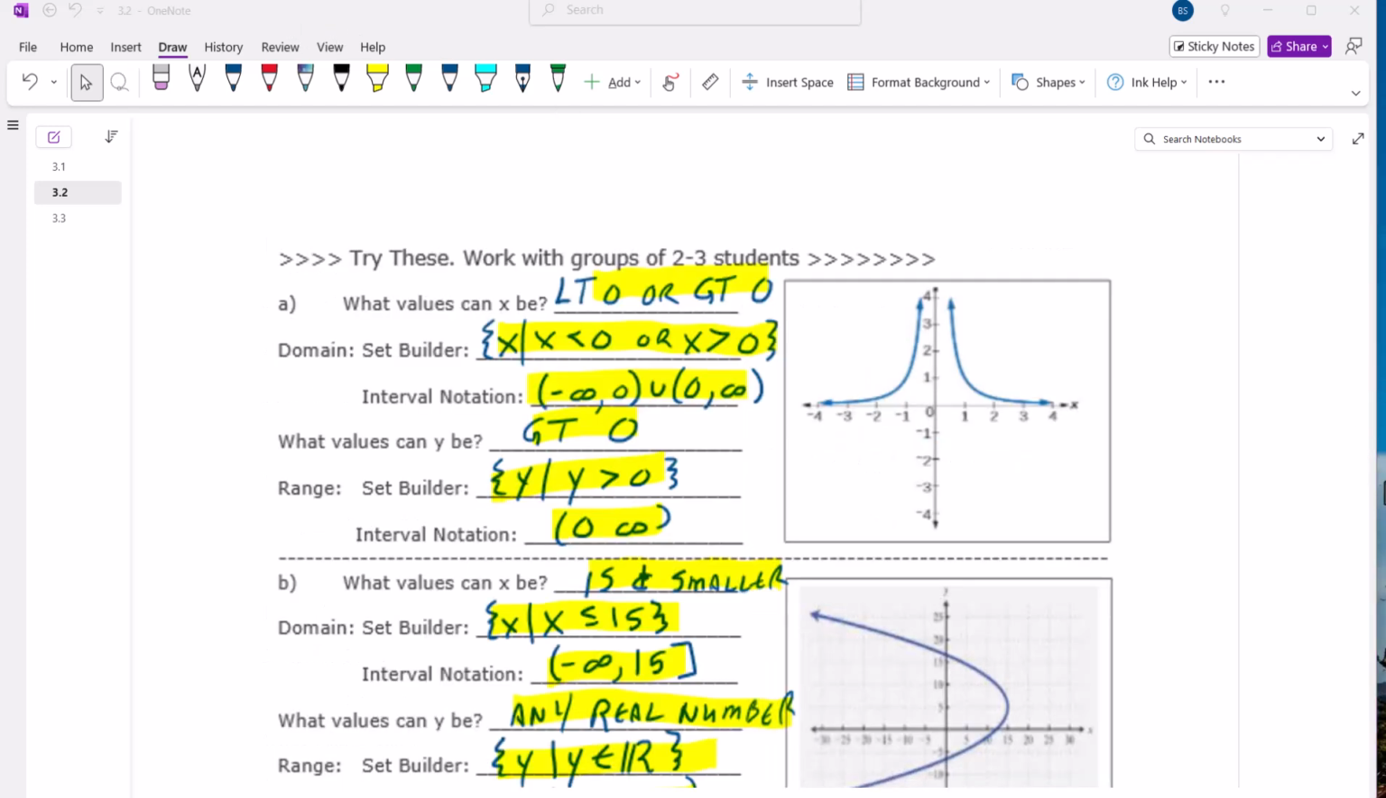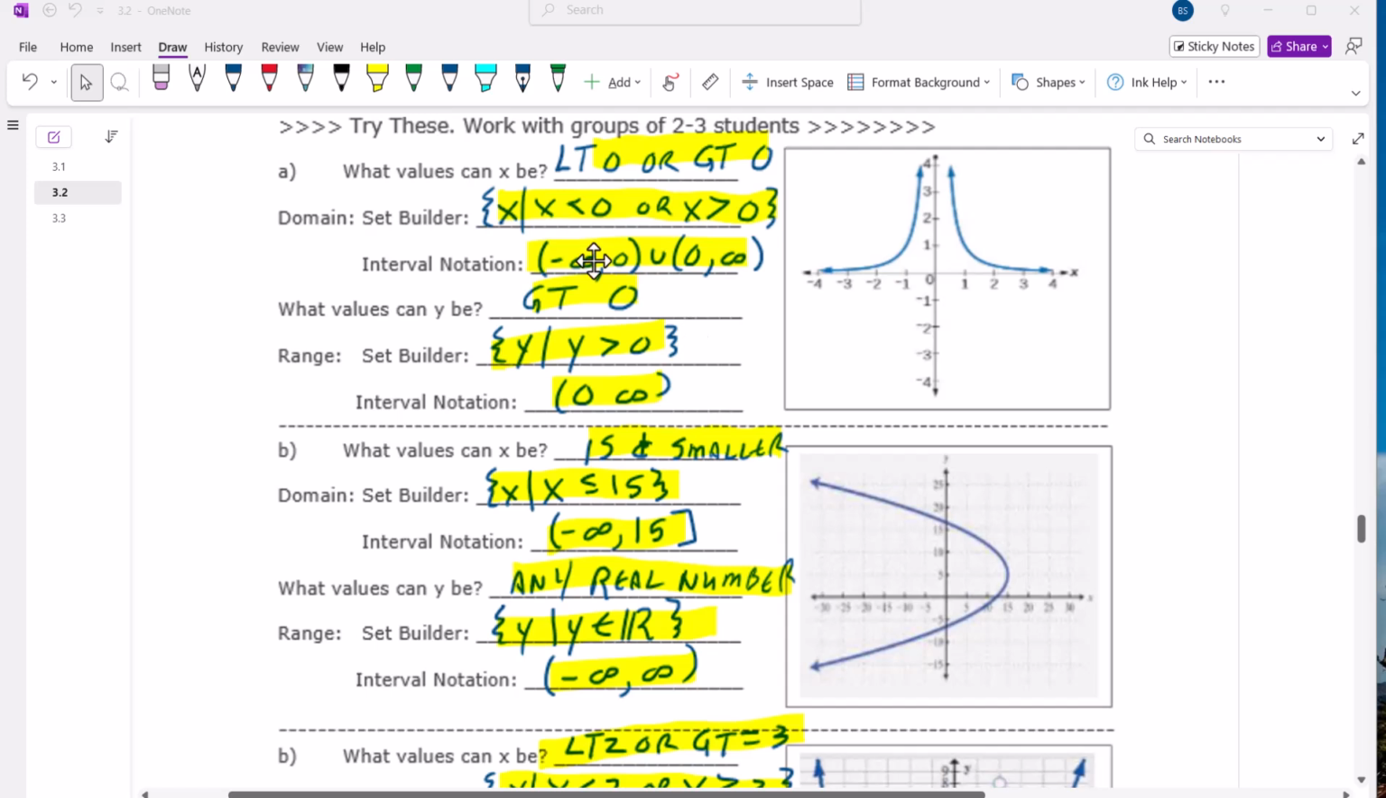Okay, so let's see if you got the first two here. I'm just saying that x can be less than 0 or greater than 0. That one's a little hard to tell. It looks like it's not going to the y-axis, so you may have had a little trouble figuring that out. That's just not a great graph, but that was the intention.